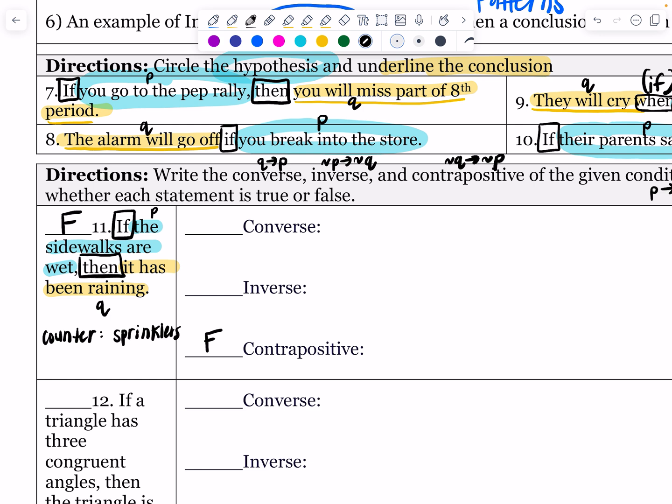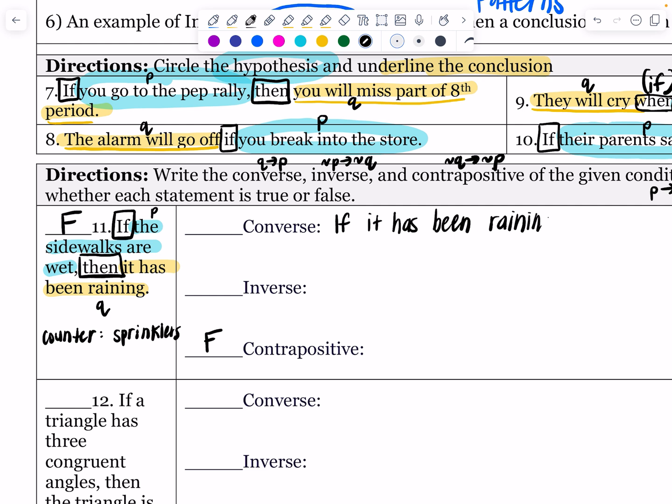So now let's write the converse. I like to think of this in colors. If the conditional statement is if blue, then yellow, what is our converse going to be? Our converse is going to be if yellow, then blue. So let's go ahead and write that. If yellow, what does yellow say? It has been raining. If it has been raining. So it's just going to take a little bit longer to write.